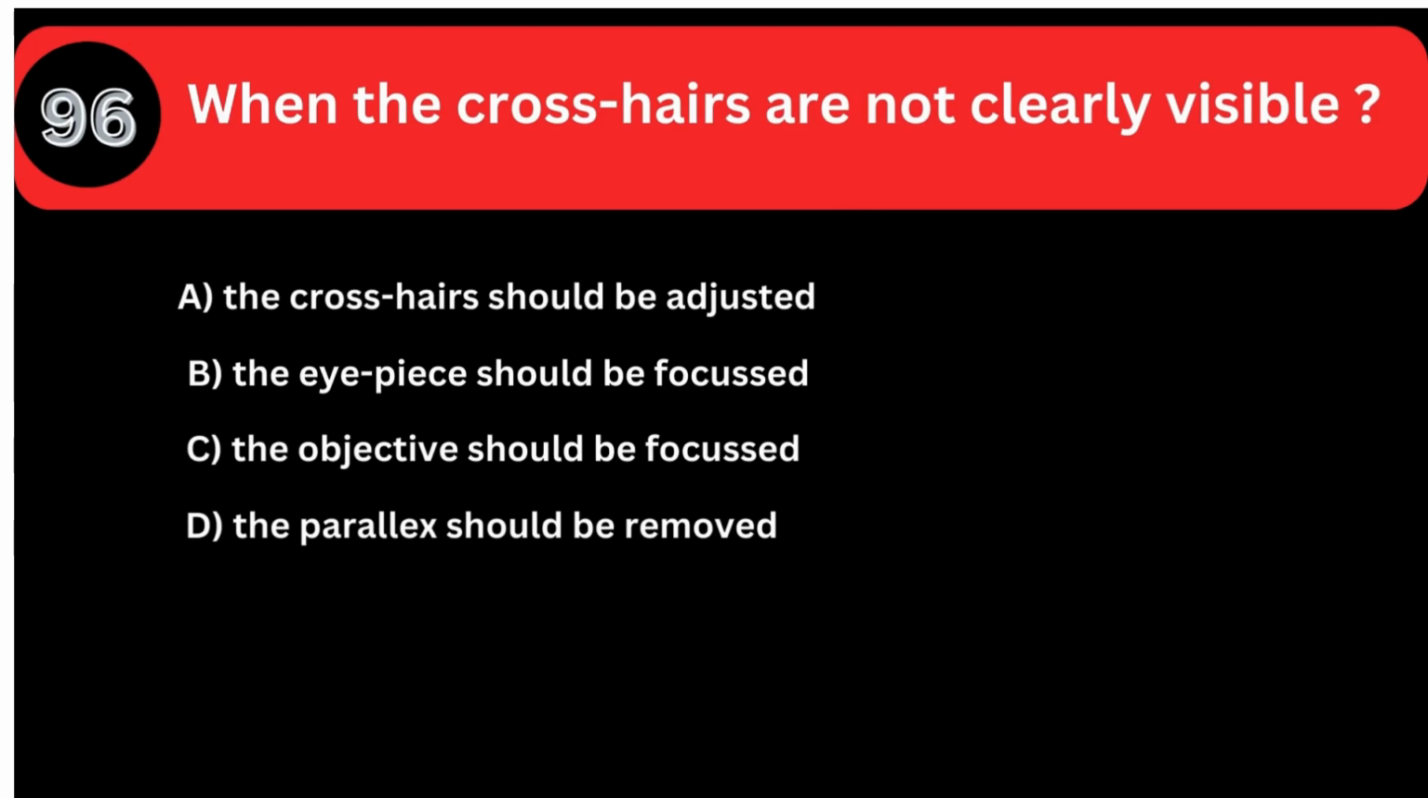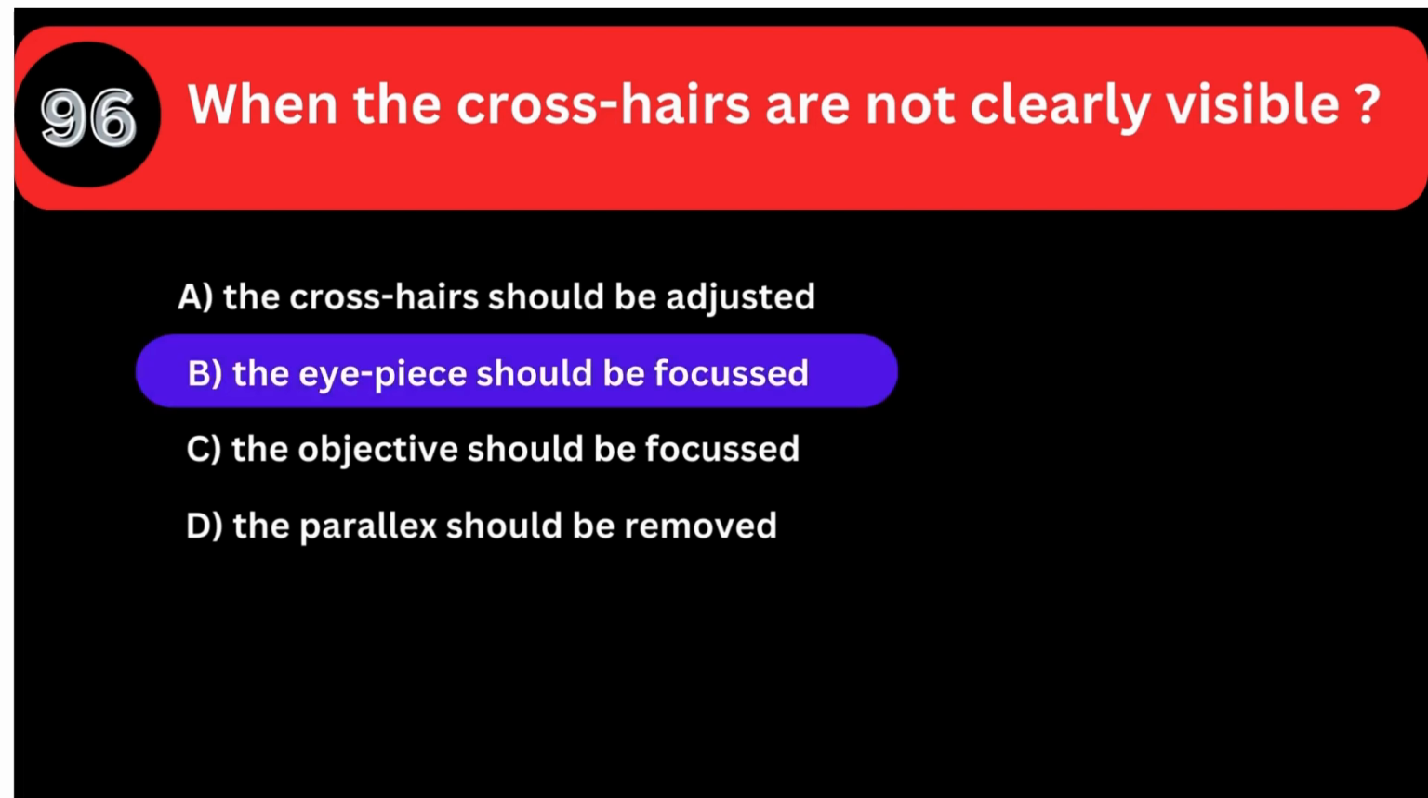When the crosshairs are not clearly visible. Options A. The crosshairs should be adjusted. B. The eyepiece should be focused. C. The objective should be focused. D. The parallax should be removed. Answer B. The eyepiece should be focused.